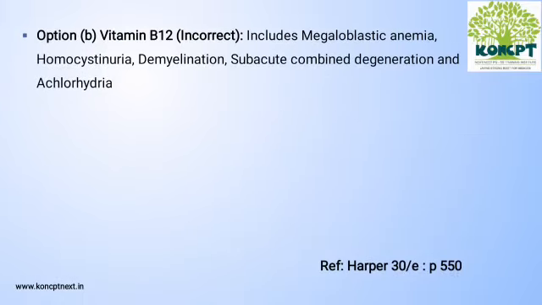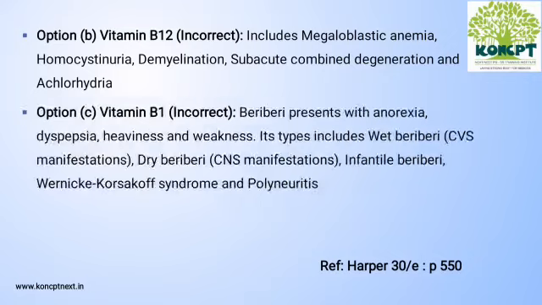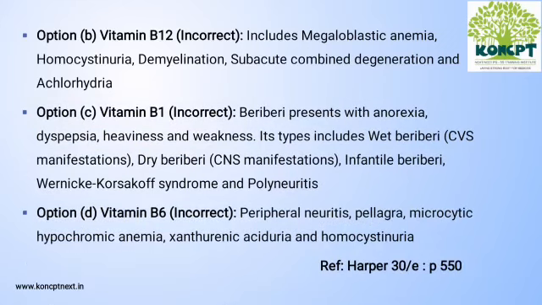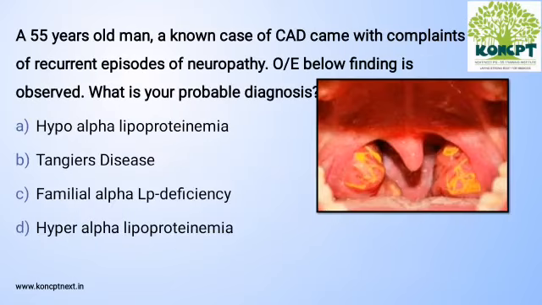The other options include option B, B12, which normally has features like megaloblastic anemia, demyelination, and subacute combined degeneration. Option C is thiamine deficiency; we all know that this commonly results in beriberi. And option D is pyridoxine deficiency, which would result in peripheral neuritis, pellagra, and microcytic hypochromic anemia. So the correct answer for this question is option A.